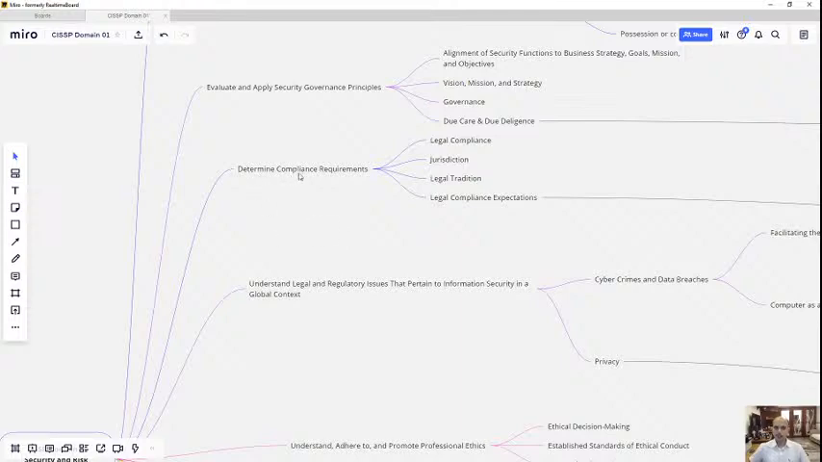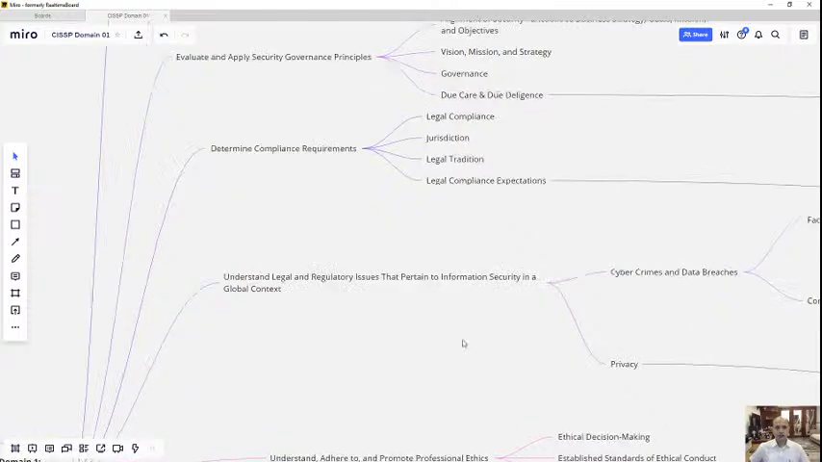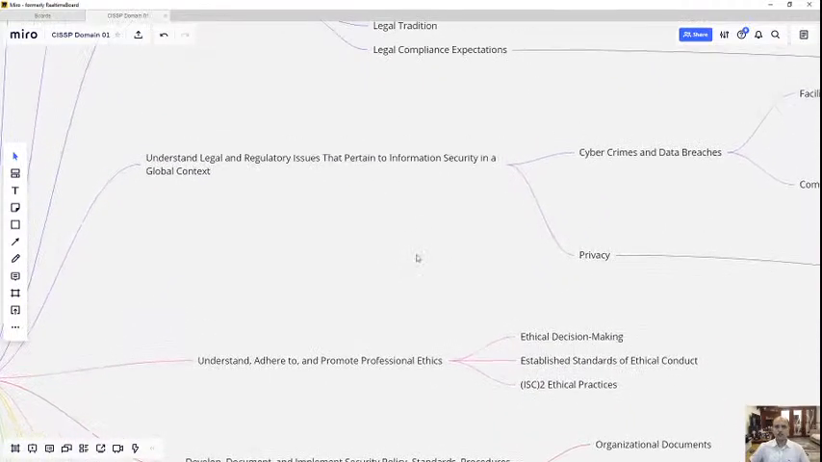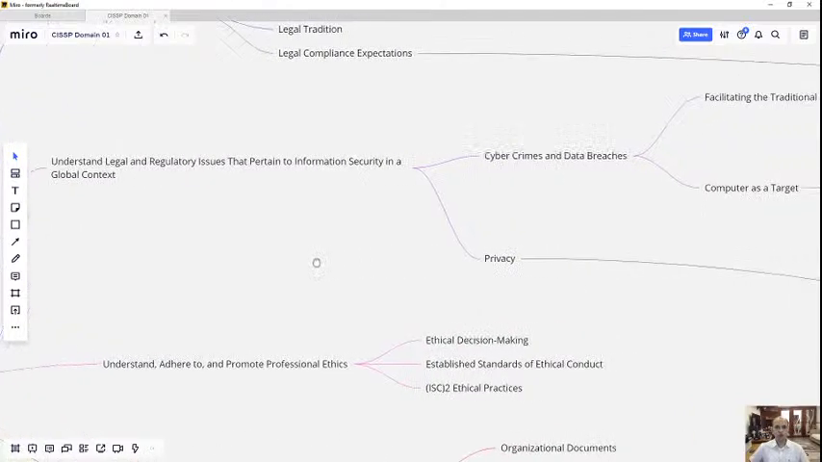In determine compliance requirements, it means the legal part. We need to cover legal compliance, what is required in any particular company, judge the jurisdictions, the legal traditions, the legal compliance expectations. So all these we need to cover in this particular subtopic of determine compliance requirements. Then to cover, understand legal and regulatory issues that pertain to information security in a global context. So here we need to think of every security aspect in a global context.